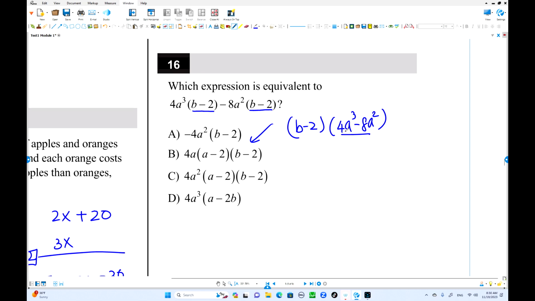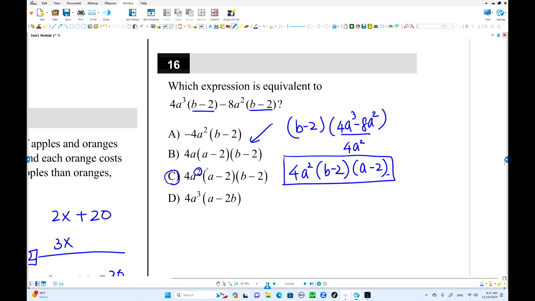So over here, 4a squared, that is a common factor, right? Move it out. 4a squared is out, we still have a and the minus 2 left inside, okay? Which one is equivalent to this? 4a squared, a minus 2, b minus 2. Choice B, no. Choice C is the answer, okay? This is a. This is a squared. We did a squared, okay?